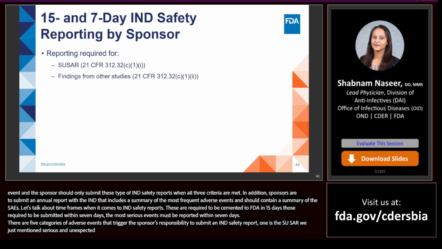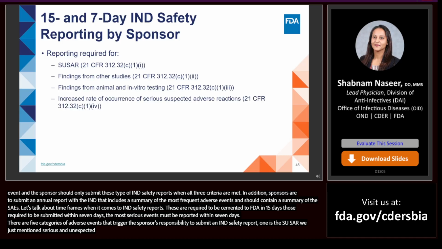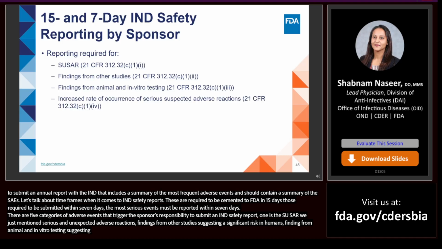Findings from other studies suggesting a significant risk in humans. Findings from animal and in vitro testing suggesting a significant risk in humans. An increased rate of occurrence of serious suspected adverse reactions, and serious adverse events from bioavailability and bioequivalence studies not under IND.